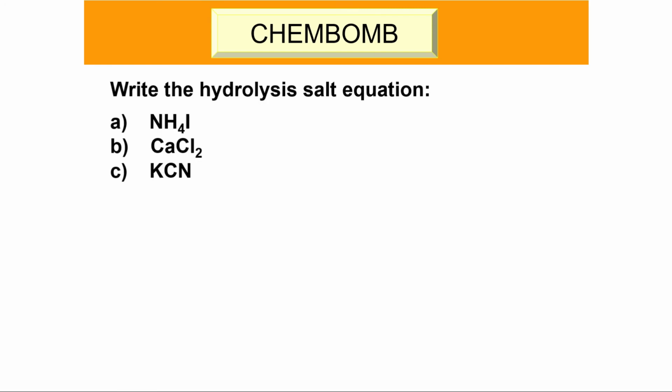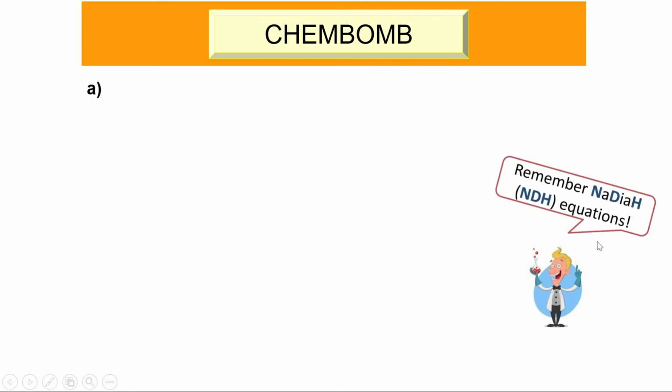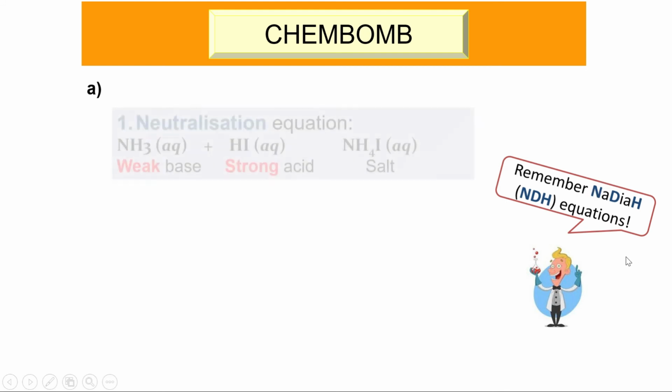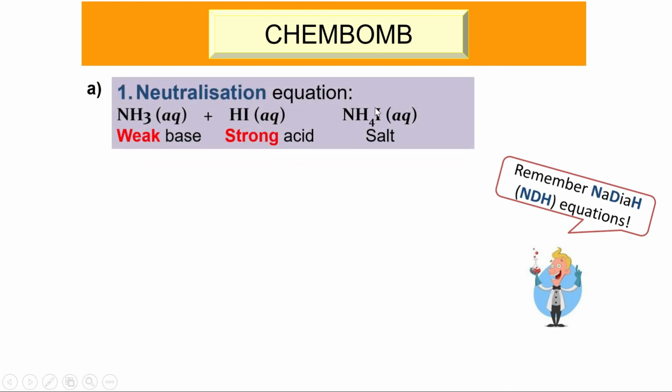Practice makes perfect, so it's time for us to do some questions to master this salt hydrolysis concept. Write the hydrolysis equation for these three types of salts. Let's start with A. Before doing anything else, please remember to write down these three equations. I'm going to start with N, which is the neutralization equation. For example, we have NH4I as the salt. It is made up from the weak base, which is ammonia, and also HI, which is the strong acid.